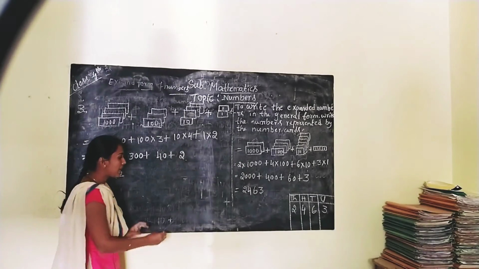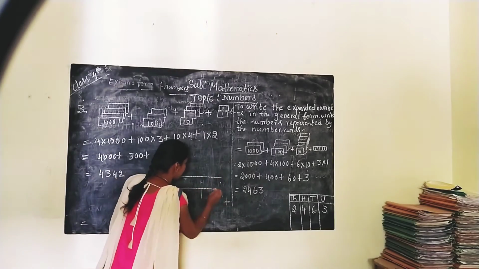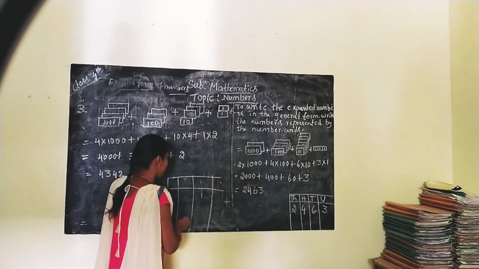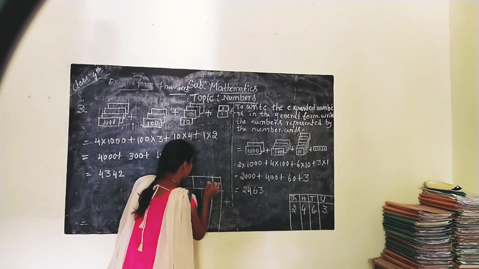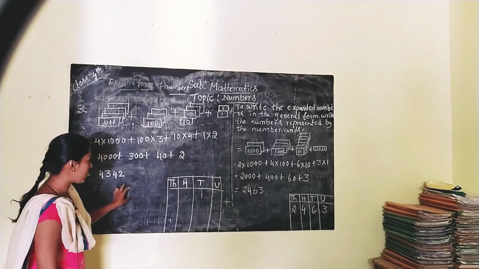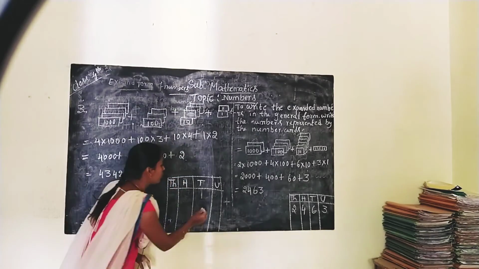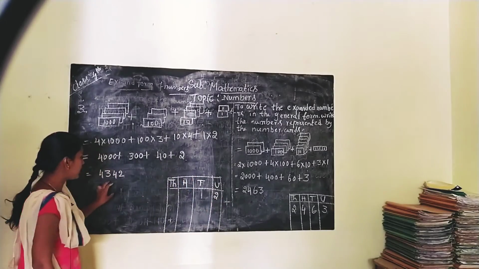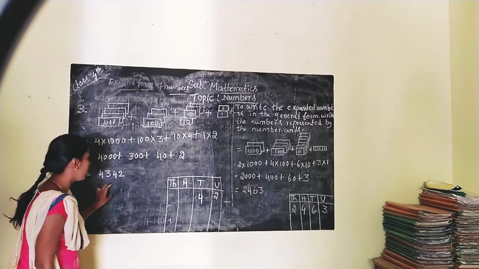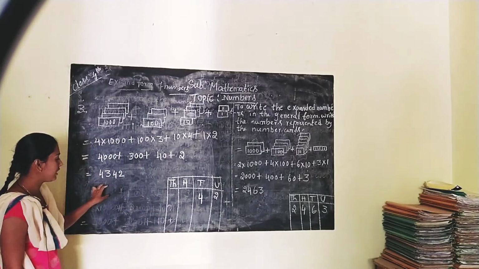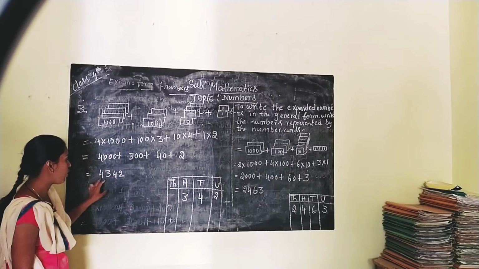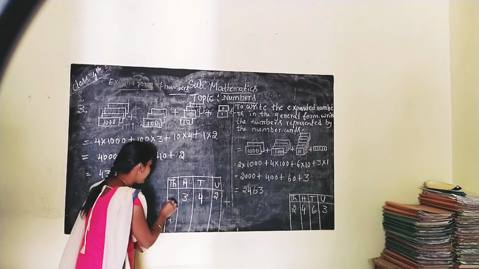We have to write the place value chart. Unit place is how much? Unit place is 2. We have to write 2. Next, tens place is how much? 4. We have to write 4 in tens place. Next, 100 place is how much? 3. We have to write 3 in 100 place. Next, 1000 place is how much? 4. Okay, we have to write 4 in 1000 place.